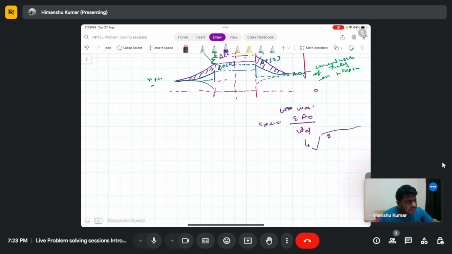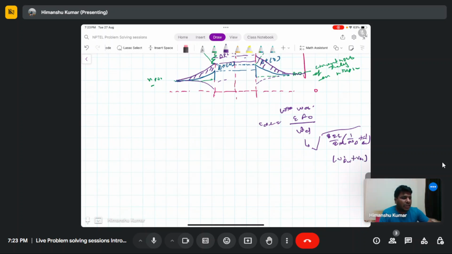Which is proportional to, I think, the square root of 2 epsilon by q times (1 upon N D plus 1 upon N A) times the built-in voltage plus the applied bias.